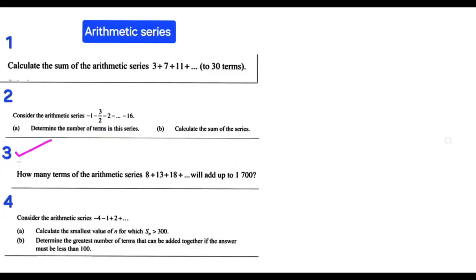Question number 3. From here the problematic questions start. He says how many terms of this arithmetic series will add up to 1700. Which means he gives you the Sn already, which is 1700. This is the sum of the first n terms formula. He already gave you the sum, so we need to find how many terms, which means we need to find the n.